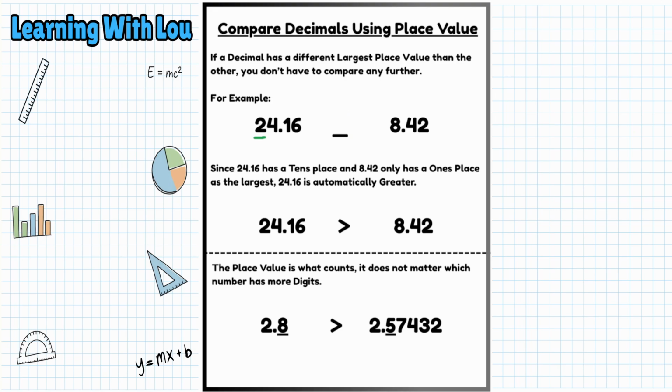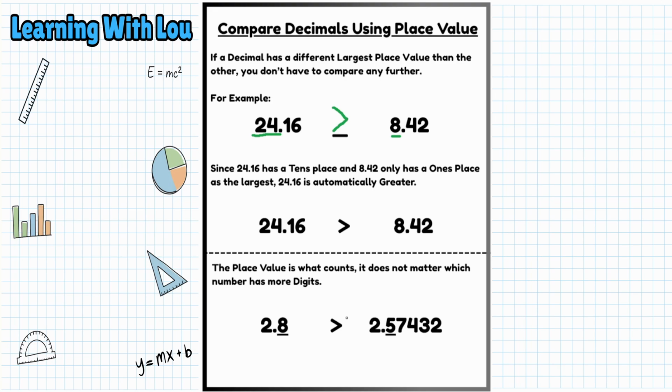I always tell my students to do this instead. When you have two-digit numbers to the left of your decimal point, just underline the whole thing. You have 24 compared to 8. What's greater? Well, obviously 24 is much larger than 8, so 24 and 16 hundredths is going to be larger than 8 and 42 hundredths.